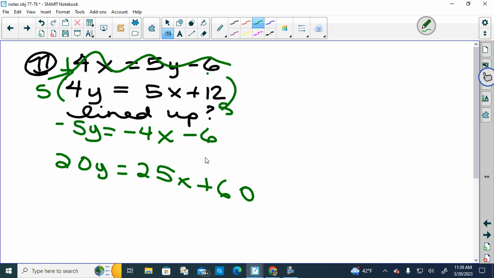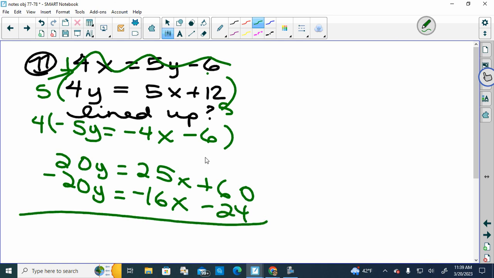Now this one, I want it to be 20. So that means I would need to multiply it by 4. Okay, so that gives me a negative 20y, and then what? Negative 16x, negative, close, what? 27.